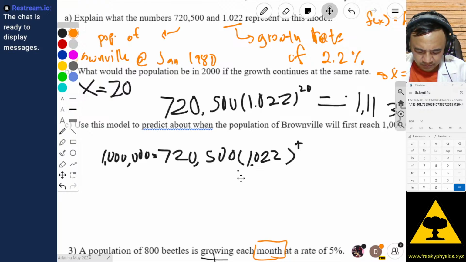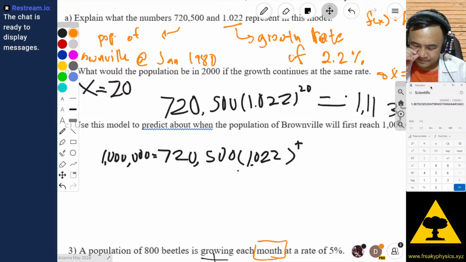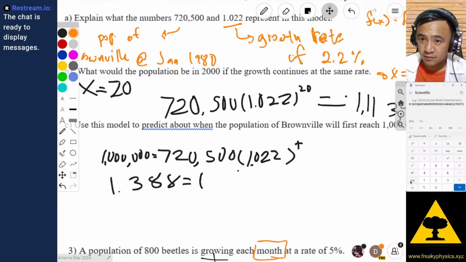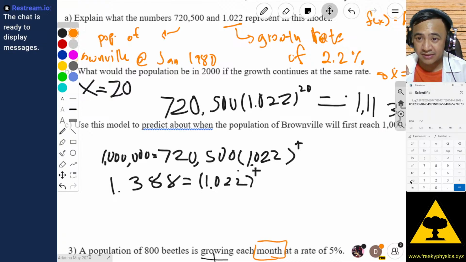So Y would be 1 million divided by 720,500. Correct. So 1.388 equals 1.022 to the T. Then you log that. So you take the logarithm of both sides, correct?